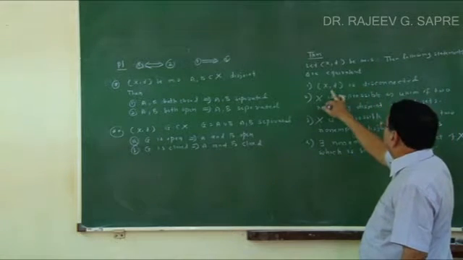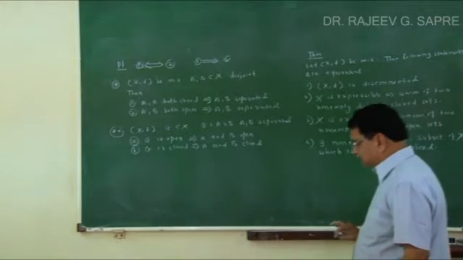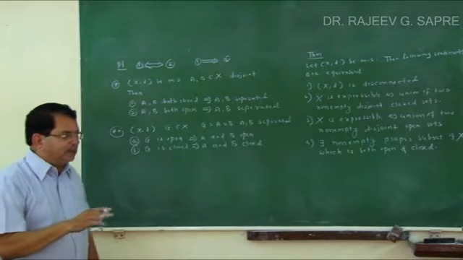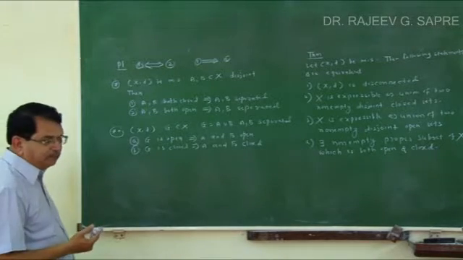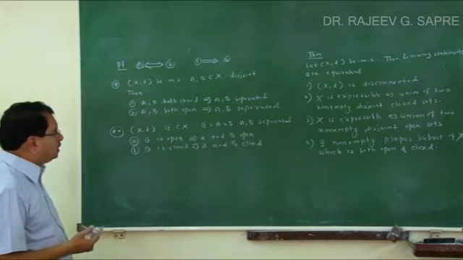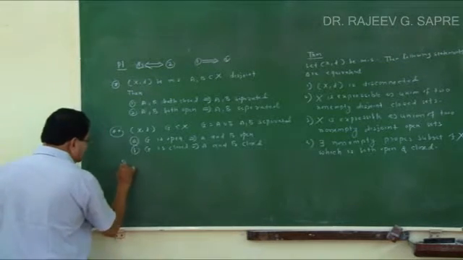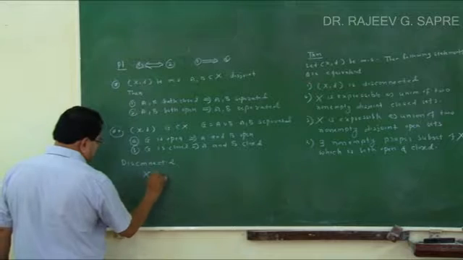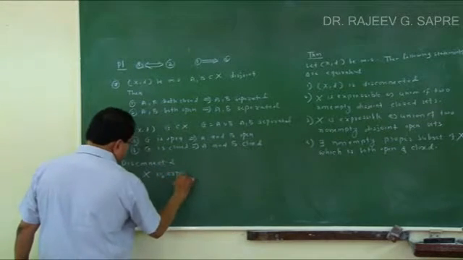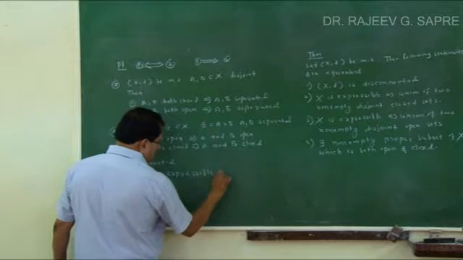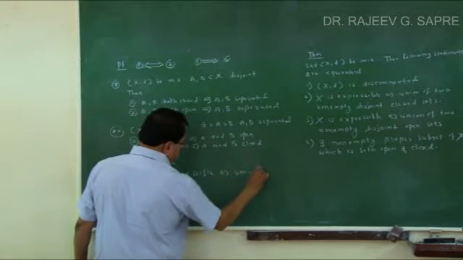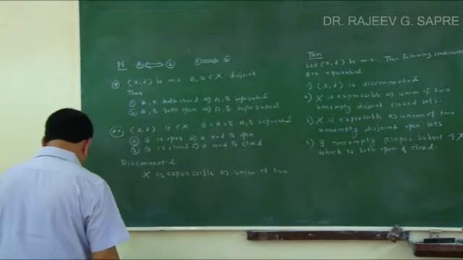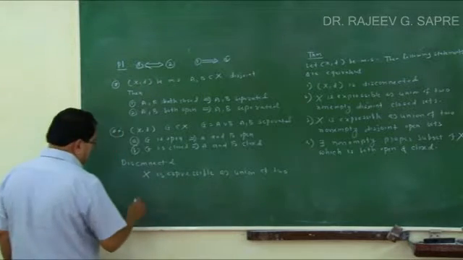We are first given that (X, d) is a disconnected metric space. What do you mean by it being disconnected? Just now we have written the definition. When you say that a metric space is disconnected, what is the definition? I will write it here. Disconnected means X is expressible as a union of two non-empty separated sets.